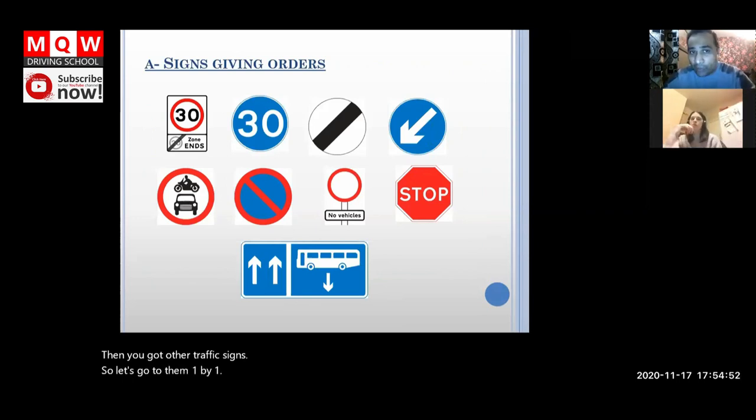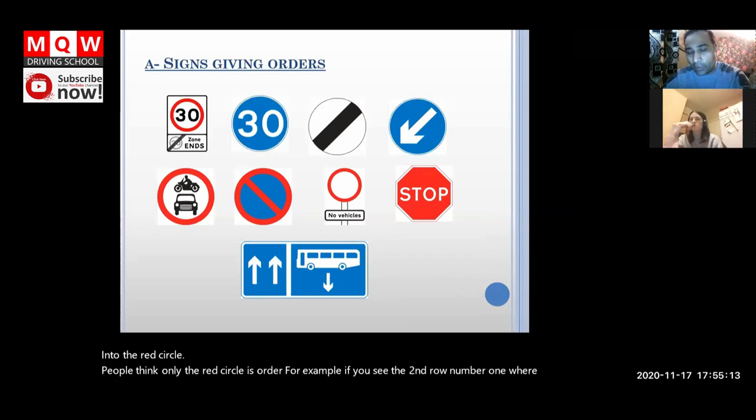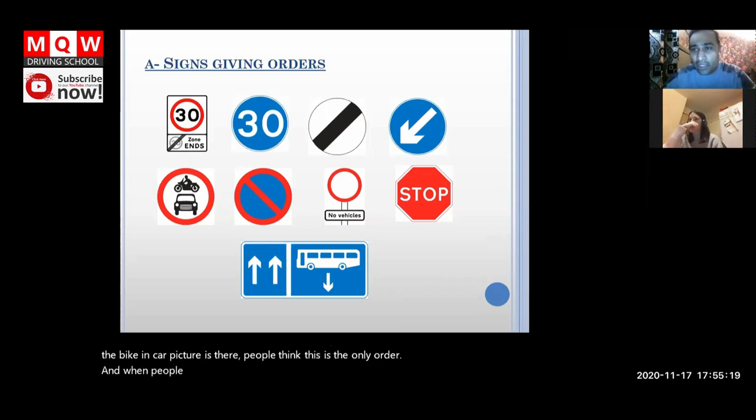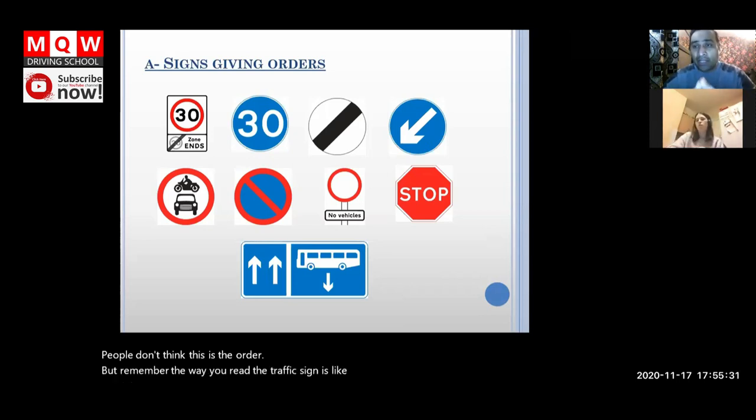These are the signs that give you orders. Now the common mistake in this one is people only remember them in the red circle. People think only the red circle is order. For example, if you see the second row, number one, where the bike and car picture is, people think this is the only order. And when people see this blue color, people don't think this is the order. But remember, the way you read the traffic sign is like a sentence. If they are telling you to do something as a must, it still counts as your order.